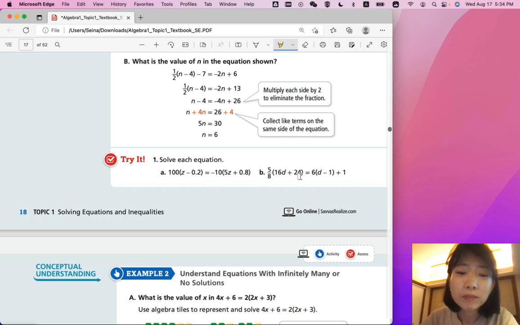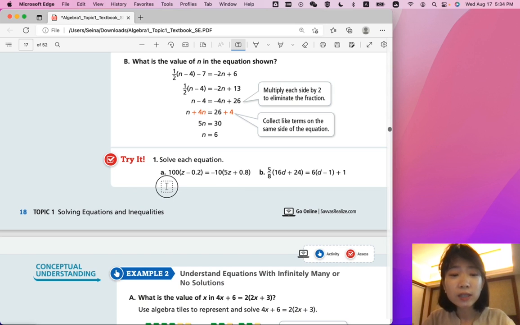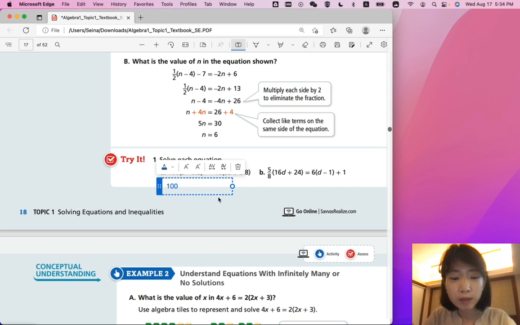Okay, are you ready? Look at part A. What is the first step that you need to do? You need to use the distributive property to solve for the parentheses. So 100 should be distributed out with z and negative 0.2. So you get minus 0.2z is equal to negative 10 times 5z. So that's negative 50z. And negative 10 times 0.8, which is minus 8.